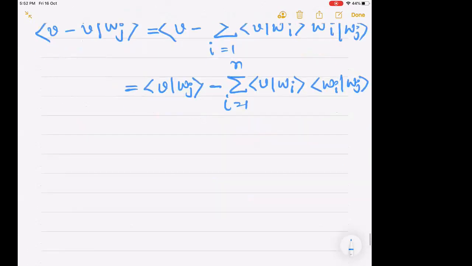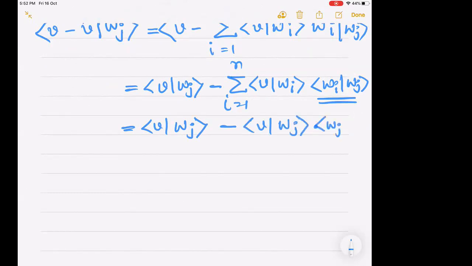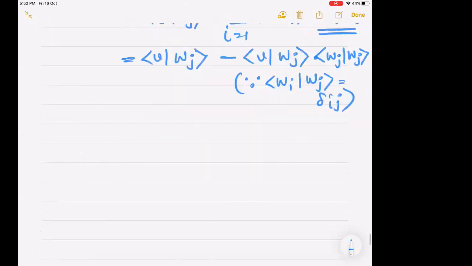By orthonormality, this is the same as v minus wj, all these terms are 0 except for the j equal to i situation. And wi, wj is 1 because it's orthonormal. This is the same as v, wj, since wi, wj is equal to delta ij, the Kronecker delta.